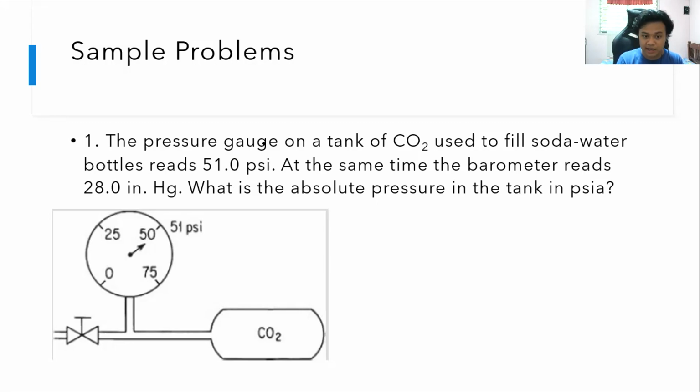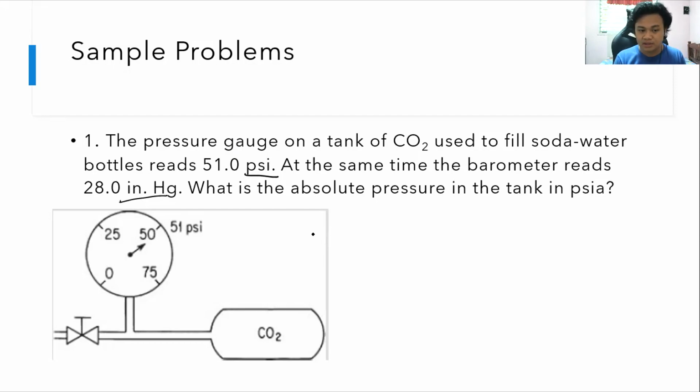Okay, so the pressure gauge on a tank of carbon dioxide used to fill soda water bottles reads 51 psi. At the same time, the barometer reads 28.0 inches mercury. So what is the absolute pressure in the tank in PSIA? Don't be afraid of inches mercury and psi. Okay, they're really just simple units.